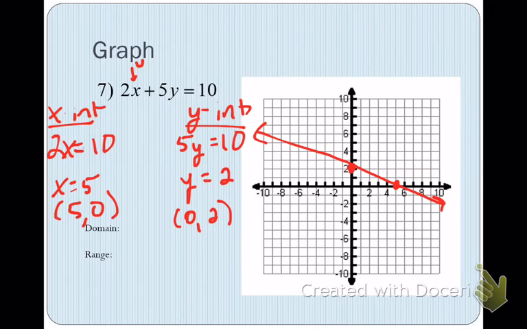Okay? And that's it. Now, how does this relate to the cover-up method? What in the world is the cover-up method? Well, the cover-up method, basically we cover up part of the equation. If I want to find the x-intercept, then I'm going to cover up the y term. And if I do that, all I'm left with is 2x equals 10, which is what we wrote down here. And vice versa. If I'm going to find the y-intercept, I'm going to cover up the x term, and we're left with 5y equals 10.